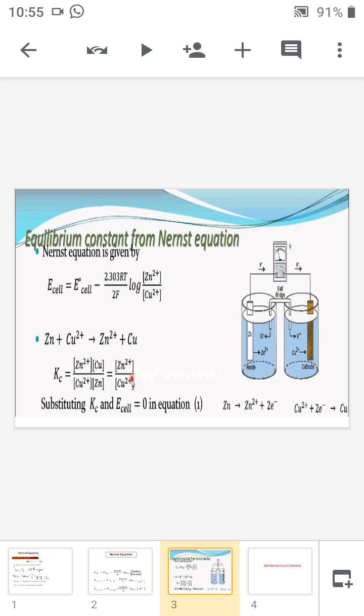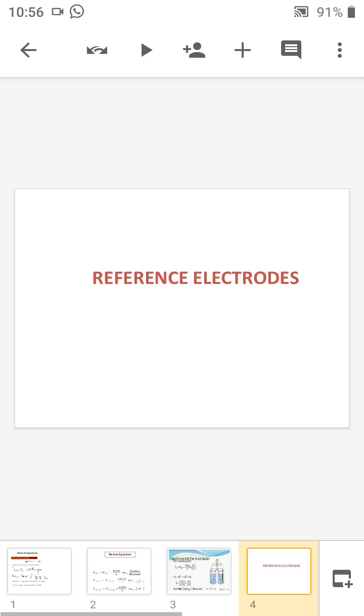So E cell is equal to E0 of cell minus 2.303 RT divided by 2F into log. Here the product is Zn2+ into Cu divided by Cu2+ into Zn. So we know that the activity of Cu is 1 and Zn is also 1. So our equation becomes E cell is equal to E0 of cell minus 2.303 RT divided by 2F into log Zn2+ divided by Cu2+.